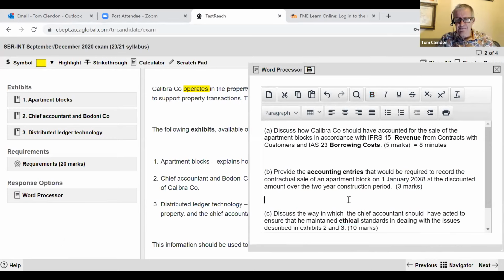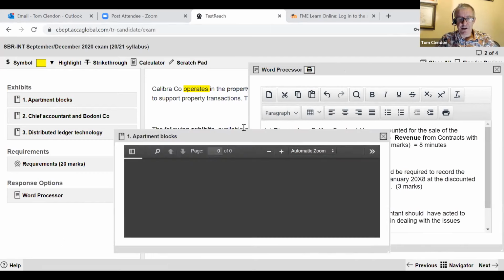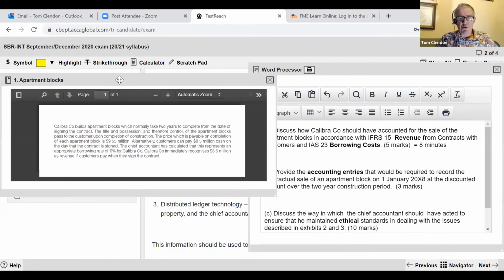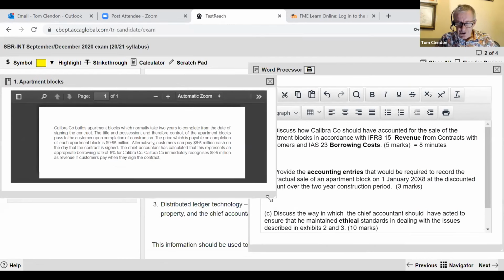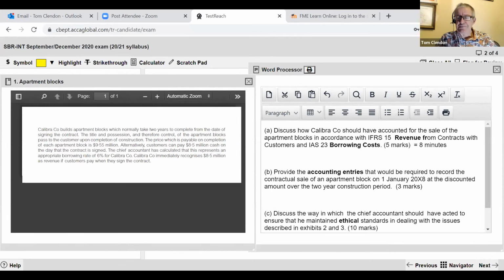Now, for me, I can only deal with one thing at a time. And in this particular question, we do have exhibits. We've got apartment blocks. We've got stuff around the chief accountant and the distributed ledger. So exhibit number 1 is going to relate to the information in the first part of the question. So you will get used to this, but you've got to be relatively aggressive. You can't afford to read the whole requirement, the whole question, and then think about where you start. Part A relates to the first exhibit.